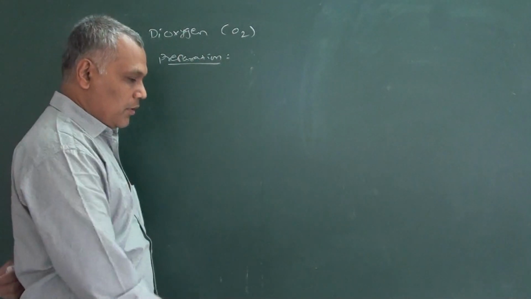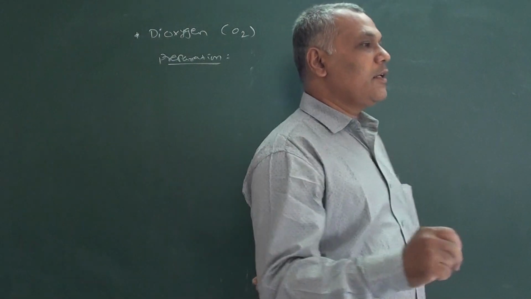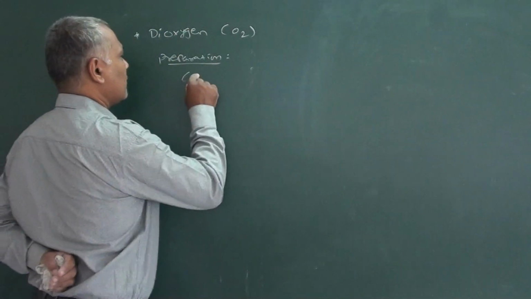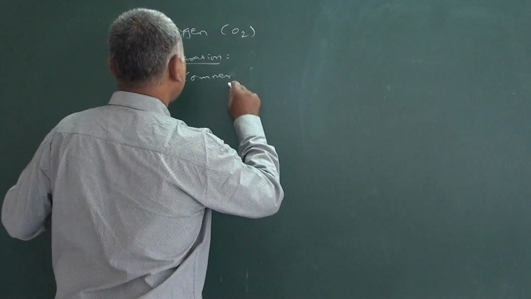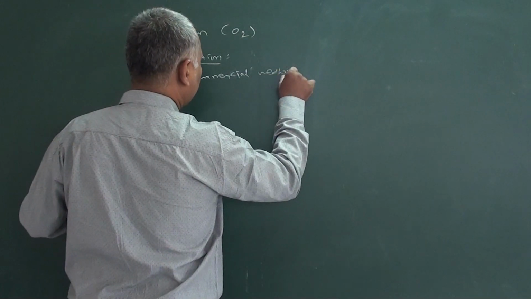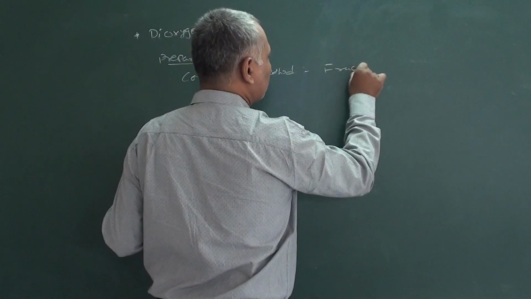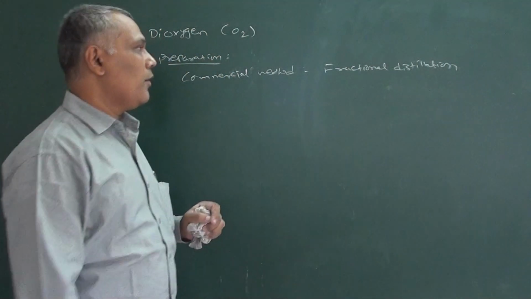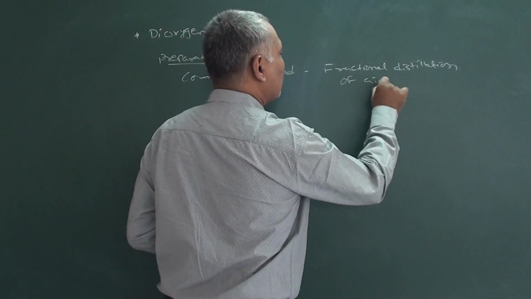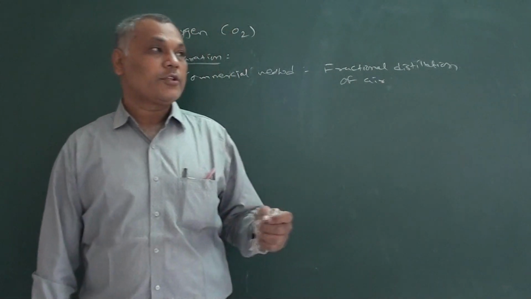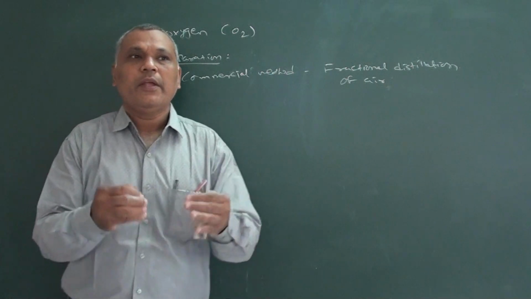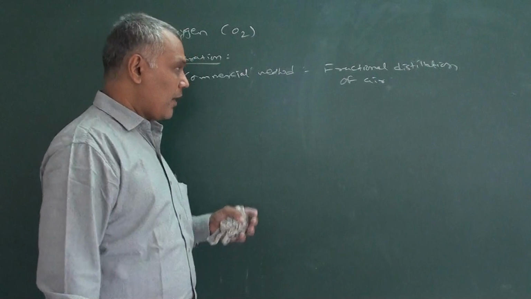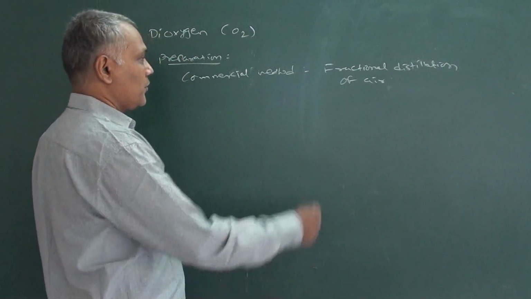Again, when we are talking about the preparation, we are going to get it in two different ways. One is a laboratory method and the second one is a commercial method. For the commercial method, we have the fractional distillation of air, like nitrogen gas. Right? We also know nitrogen is in the largest quantity in the atmosphere, but at the same time, the second most abundant element present in the atmosphere in the form of gas is oxygen. Right? So we get oxygen by fractional distillation. That is the first method.